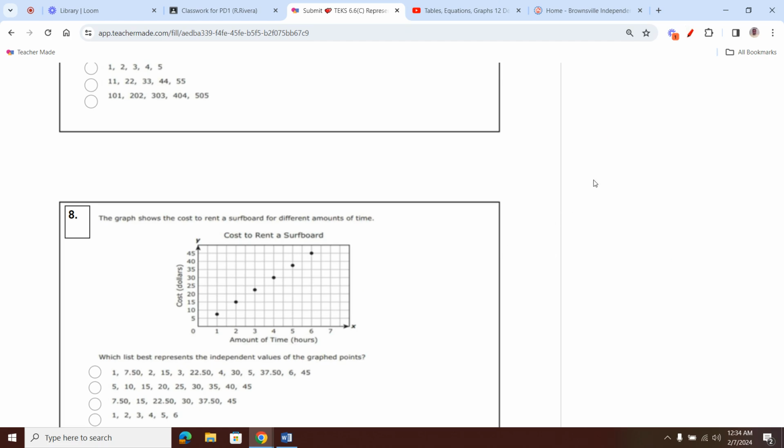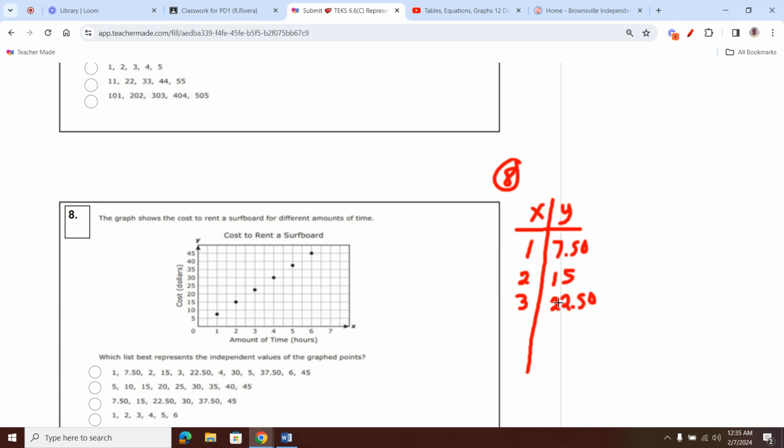Oh, my whole table deleted. I'm so sorry. Number 8. X, Y. Let me do it quickly. So we have 1 in between 5 and 10. We said it was 7.50. We have 2 and then we have 15. So 2 is X, Y is 15. And then we have over here 3 and 22.50. We have 4 and 30.